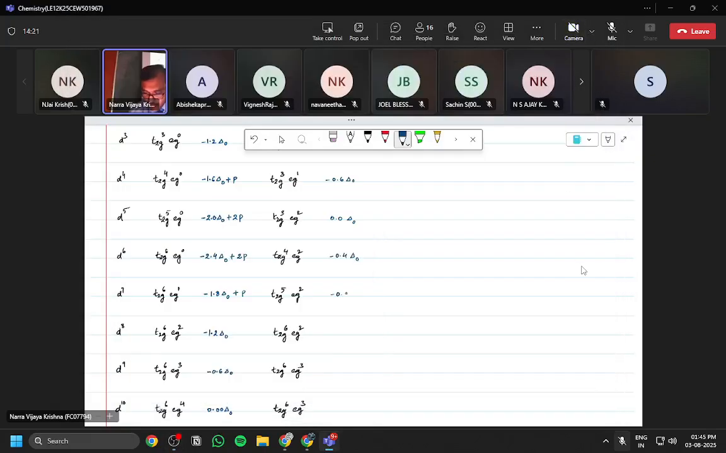Minus 0.8 delta naught. There is no pairing energy. Reason? Here also 2 paired, here also 2 paired. Now here minus 1.2 delta naught, minus 0.6 delta naught, 0 delta naught.